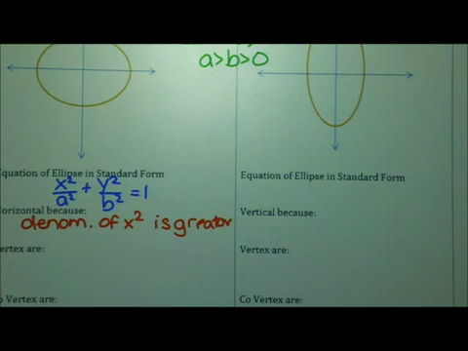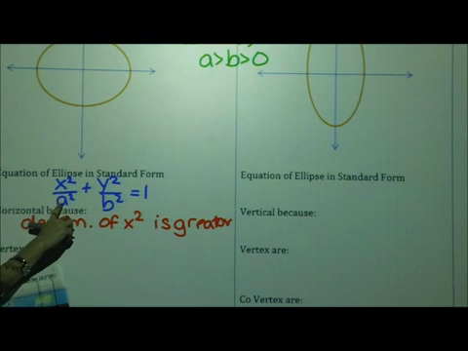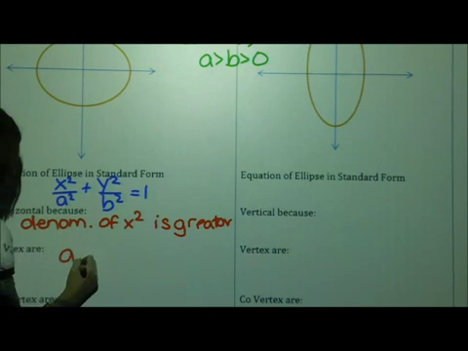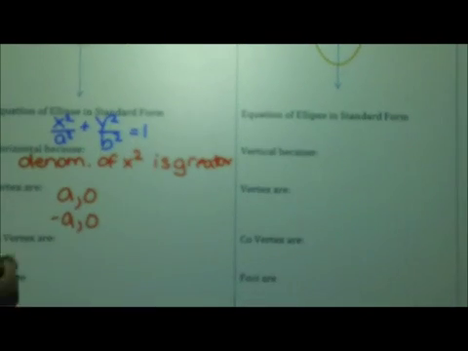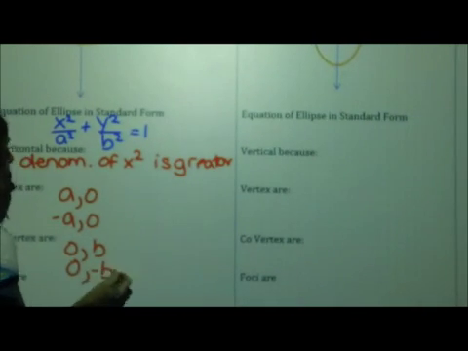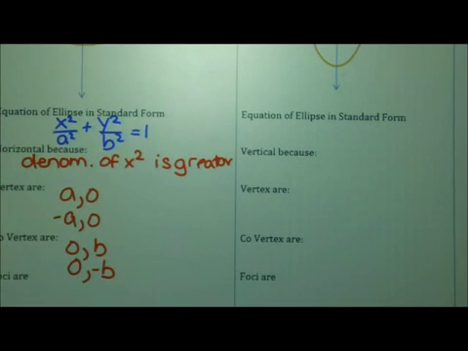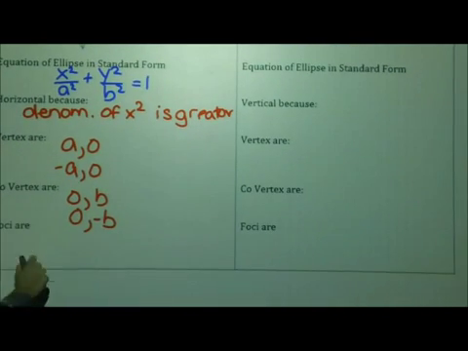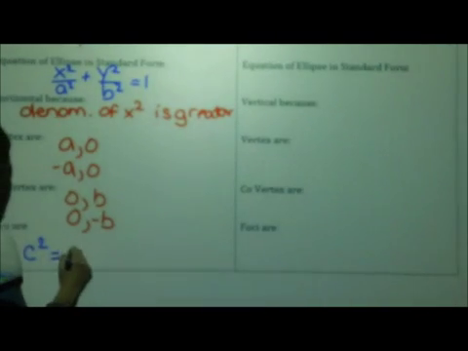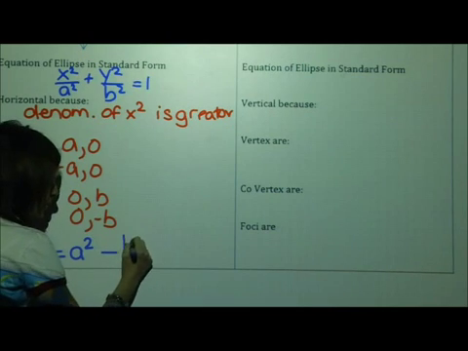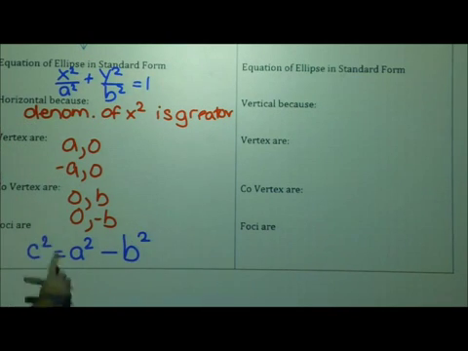The vertices of this are going to be at the points a, comma 0, and negative a, comma 0. So here and here. The co-vertices are going to be at the points 0, b, and 0, comma, negative b. So at the top and at the bottom. And those two points called the foci we can find by doing c squared equals a squared minus b squared.